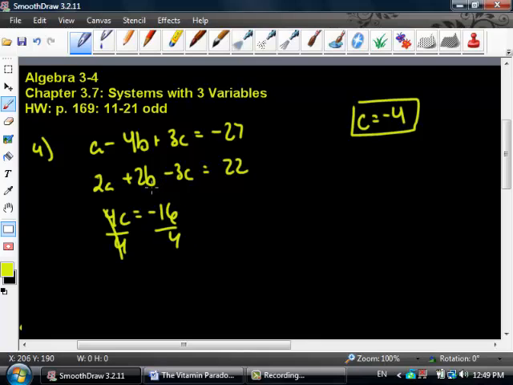So now, I'm going to figure out a way to eliminate something out of the top 2, but which variable do I not want to get rid of in this case? Which variable would be really ridiculous to get rid of? C, right? Because we already know what that is. So I'm going to figure out a way to not get rid of c, even though it's very tempting.